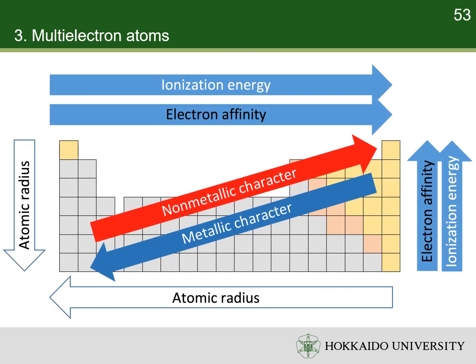In this chart, I summarized the most important tendencies in the periodic table. You should understand that these tendencies are the results of effective charges of atoms. The metallic and non-metallic characters are also related to them. We will continue to discuss them in the next chapter using the concept of electronegativity.